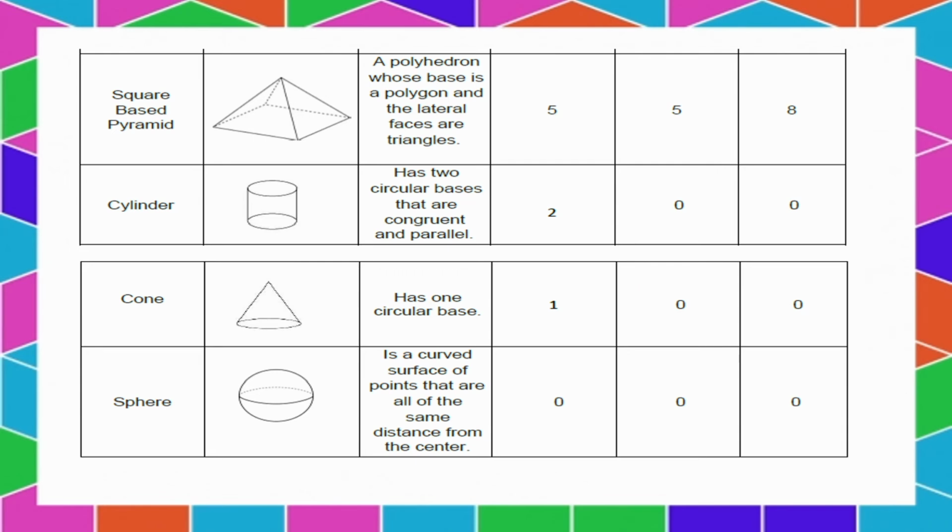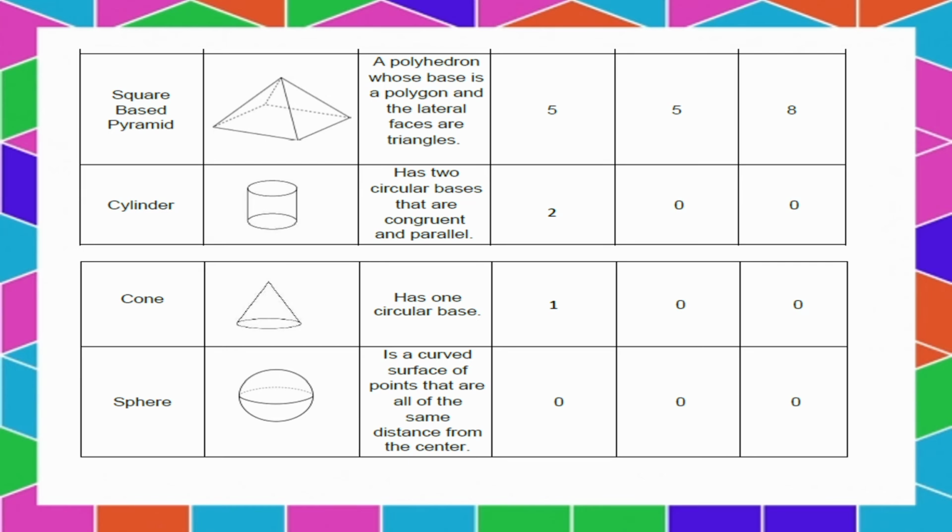Next figure, we have here a cone. A cone looks like an ice cream cone, right? So it has one circular base. One circular base only. Again, it does not have an edge or vertex, but it has one face, and that is the circular base, okay?